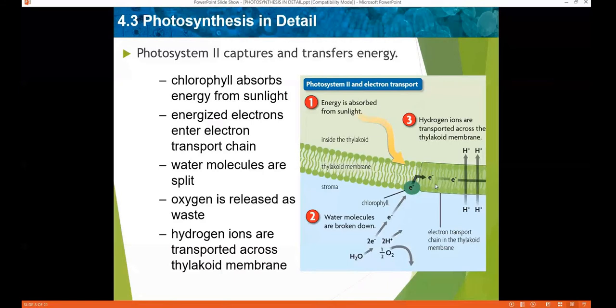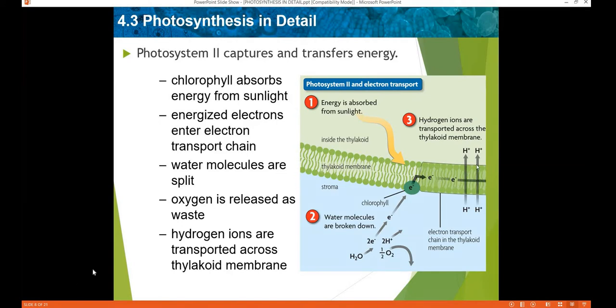Now what happens in step 3? Hydrogen ions are transported across the thylakoid membrane. Where is the thylakoid membrane present? In the grana inside the chloroplast. Yes, it is present in the grana. So these hydrogen ions are transported across the thylakoid membrane, like this, across the electron transport chain itself.